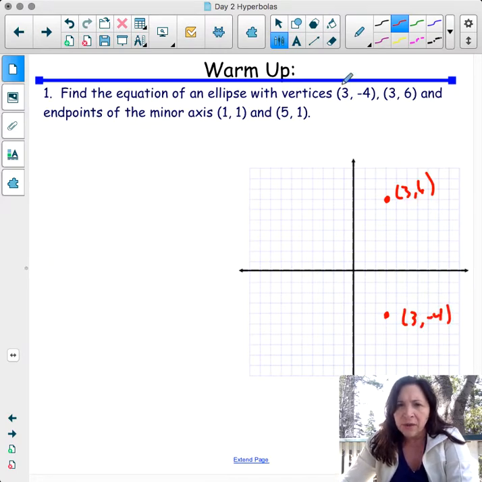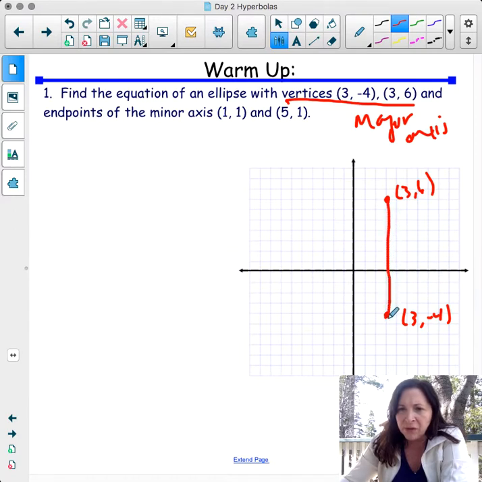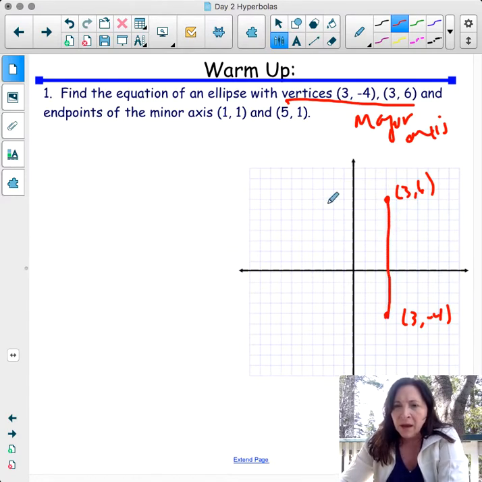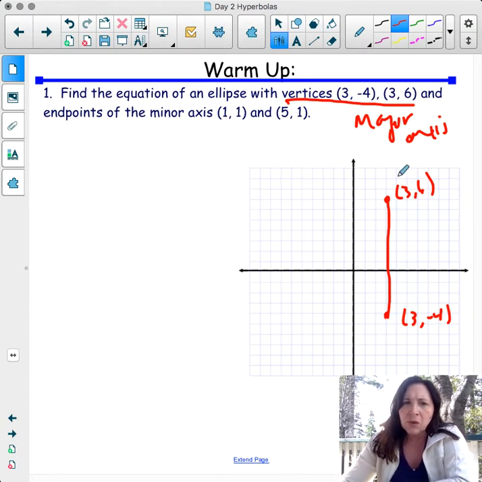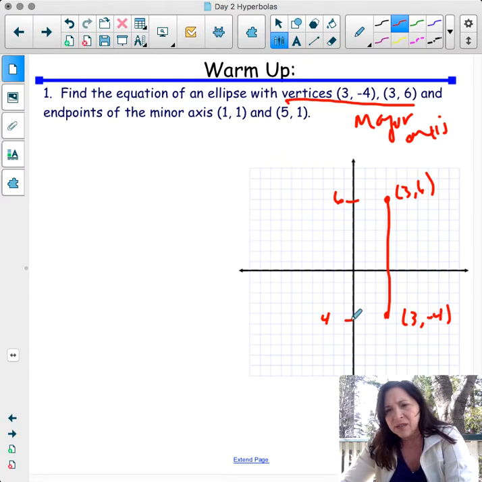Because those are my vertices, those are going to be on my major axis. So what I would do is find the distance between these 2 points, which is going to give me my center. This is 6 here, and this is -4 here, so that means that's 10. The distance of my major axis is equal to 10. So that means A is 5.